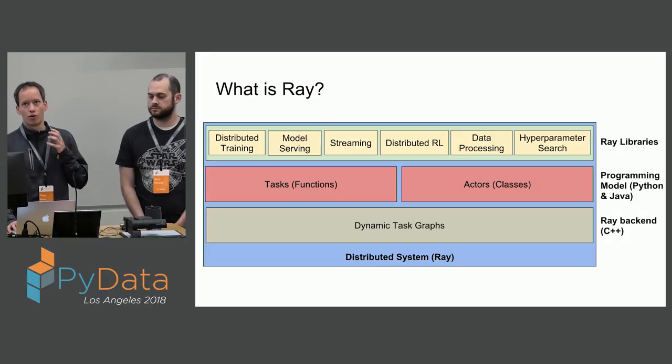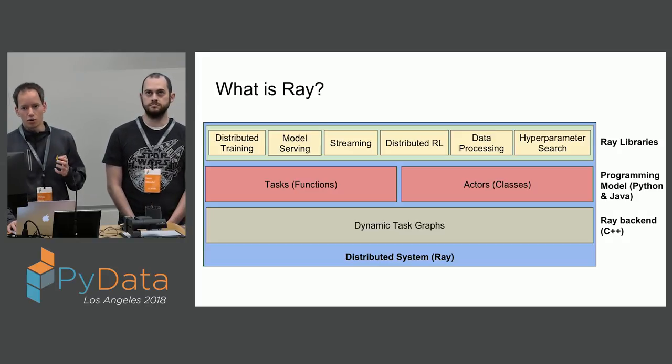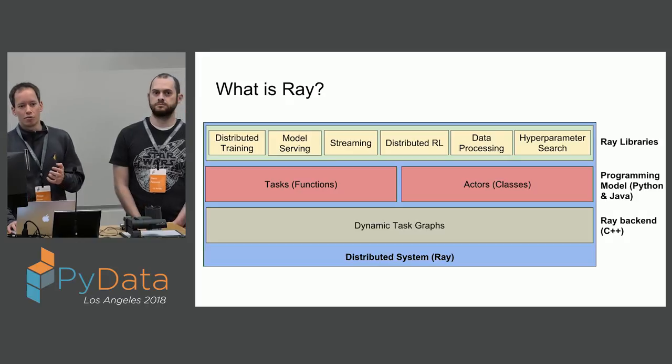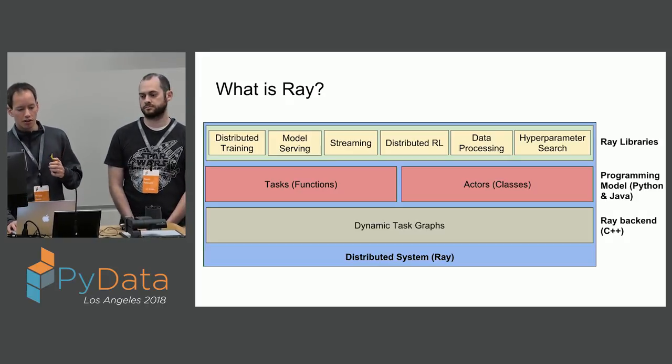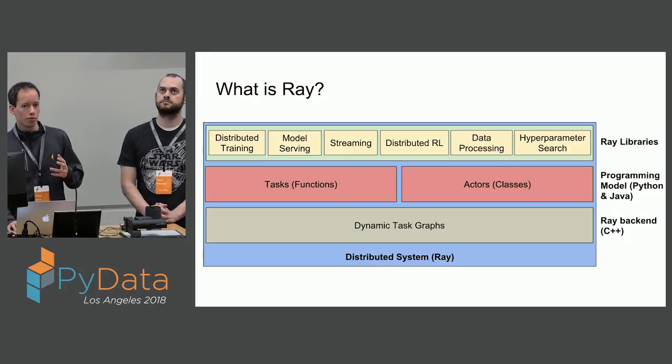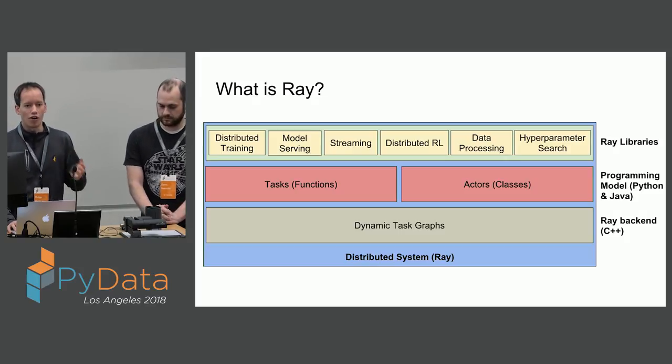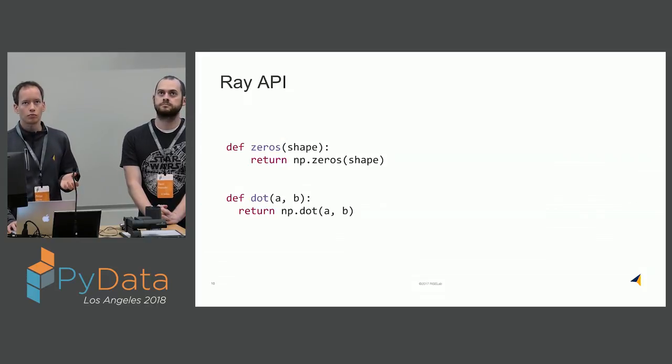This is all built on top of one backend, which is written in C++, and that's a dynamic task graph abstraction. This is used to get all the performance and also provide one unified fault tolerance mechanism that allows you to easily recover from failures. So let me talk a little bit more about the Ray API now.